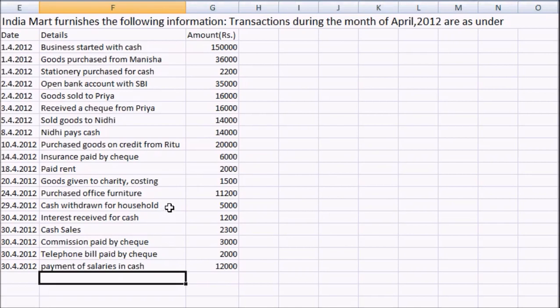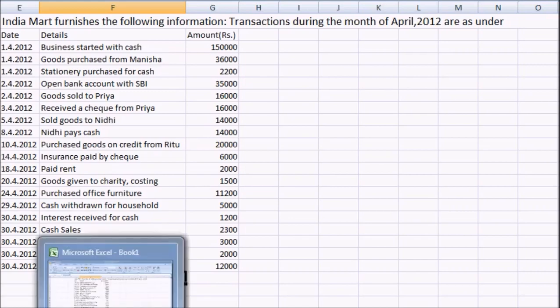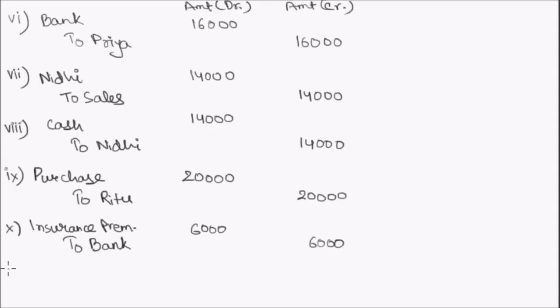The next transaction is paid rent. As it has not been mentioned that it has been paid in check or cash, we'll consider it to be in cash. So there are two accounts involved in this transaction, that is rent account and cash account. As cash decreases because of payment of rent, it would be on credit side, and also rent is an expense, so it needs to be debited. So the transaction's journal entry would be rent to cash.